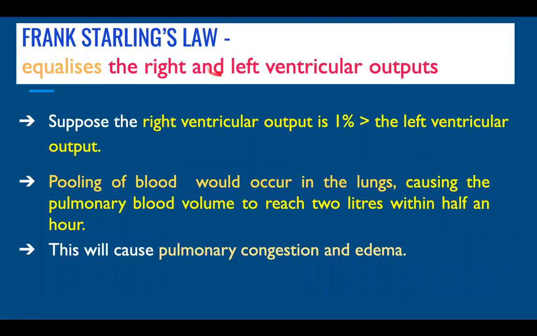How is the Frank Starling's law important? It equalizes the right and left ventricular output. Suppose the right ventricular output is 1% greater than the left ventricular output, say by about 40 ml. Then pooling of blood would occur in the lungs, causing the pulmonary blood volume to reach 2 liters within half an hour.